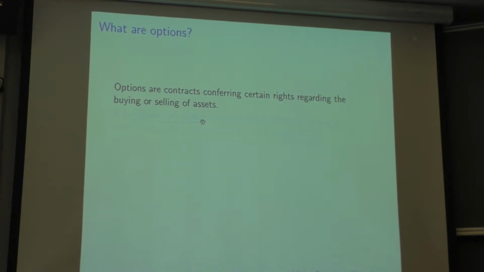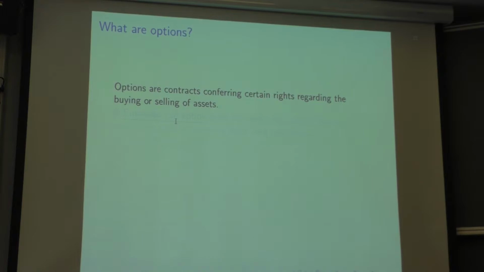So options are contracts. And as any contract, it gives you certain rights. And since these rights are valuable, entering these contracts is going to involve paying some money. You're going to buy these contracts. But now let's see what are these contracts. So these contracts give you some rights regarding the buying and selling of some assets. So there's going to be a contract that refers to an asset. And we're going to call that asset the underlying asset of these options.